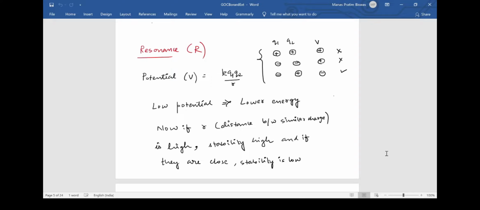The purpose of resonance is, ideally, to bring stability to a molecule, but in some cases we'll see that the chemical species becomes unstable. Before we study resonance, I want to give a small recap about the potential. We learned in physics, or in science, that the potential of a force field is given by V equals K Q1 Q2 by R.